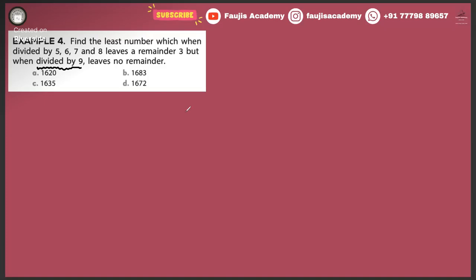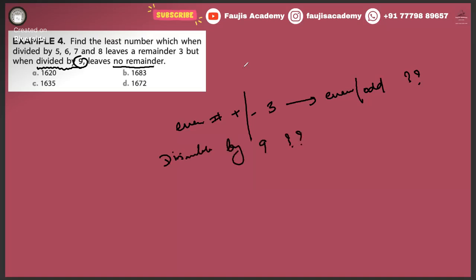Yeah, the LCM of 5, 6, 7, 8 will be an even number for sure. That's correct. But what if we work out with remainder 3? An even number plus 3 or minus 3, will it be an odd number or even number? So we'll do it in 2 ways at least. When divided by 9, the number leaves no remainder, which means the number is divisible by 9. What is the divisibility rule for 9? Sum of digits. The digital sum has to be divisible by 9.